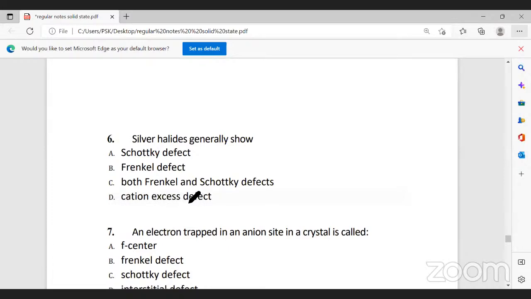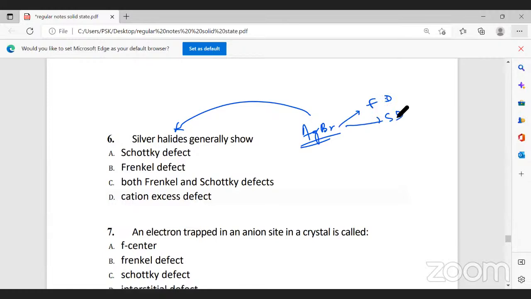You only ask me the question, you tell me the answer. Your answer is wrong now. AgBr is what halide? Is it not a silver halide? Then in AgBr, it shows what defect? Frenkel defect as well as what you told, Schottky defect. It shows both.